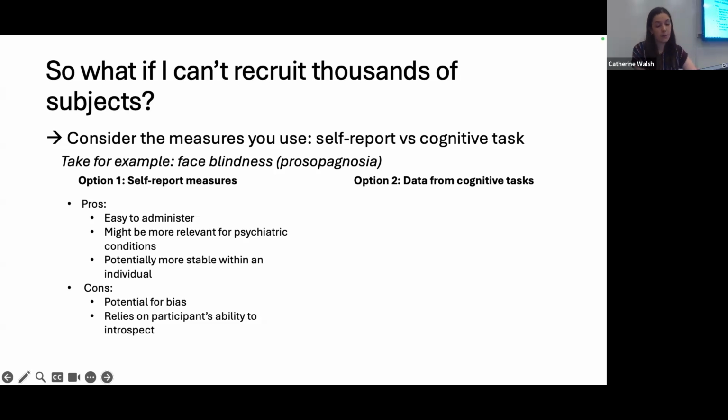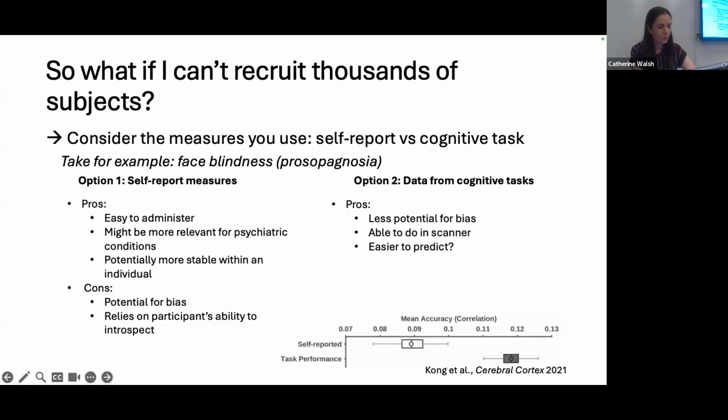In terms of the data from a cognitive task, there might be less potential for these kinds of biases. You could do these in the scanner. So if you want to directly relate the brain activity to what you're doing on a task, you can do that a little bit easier with a cognitive task, and they might be easier to predict. So one recent study using the Human Connectome Project looked at these various prediction methods across a number of different behavioral measures, and found that task performance tended to be better predicted than these self-reported measures, so these questionnaire measures.